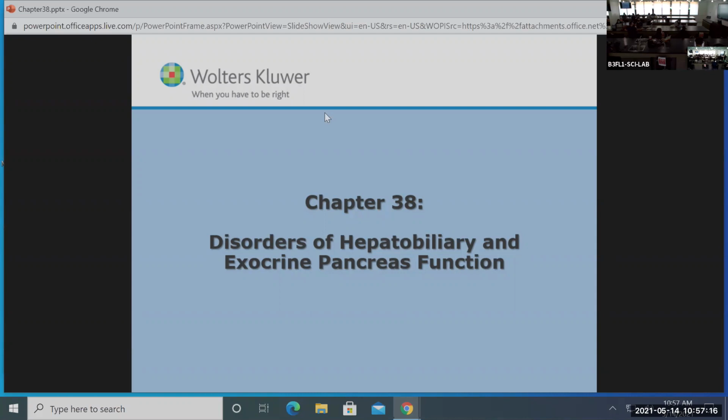Pancreas is what type of gland? Is it endocrine or exocrine? Exocrine? Both. Pancreas is a mixed type of gland. It has an endocrine part and an exocrine part. Okay.